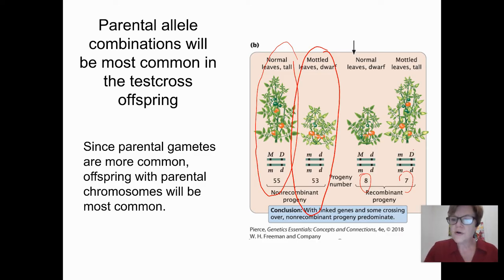I'm only focusing, though, on this chromosome here. I'm not focusing on the chromosome that came from the completely recessive parent, because that's the same every time. So I'm saying the chromosome that came from the dihybrid parent is going to be either a parental allele combination or a recombinant or crossover combination, right? So the parental allele combinations will be the most common in the offspring. And that's because the parental gametes, like we said on the last slide, are much more common.